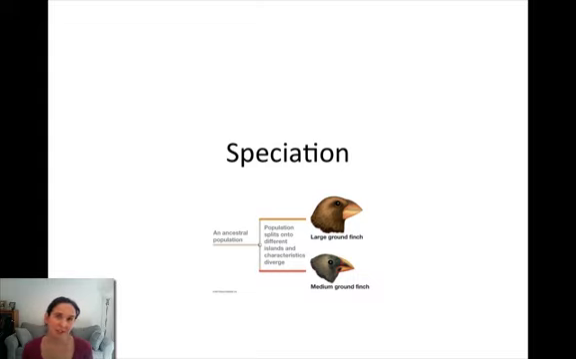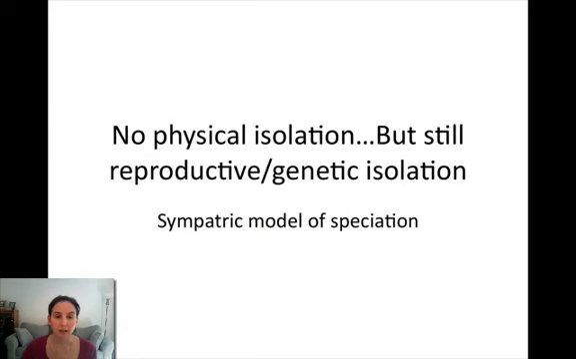Hello everybody, so let's continue talking about speciation. We covered allopatric speciation in another video, and the focus of this particular video is sympatric speciation. Sympatric speciation happens when individuals in a population are not physically isolated from one another, but they become reproductively and genetically isolated from one another. Once they become genetically and reproductively isolated, then other evolutionary forces act on them and they become new species. This is called sympatric speciation.